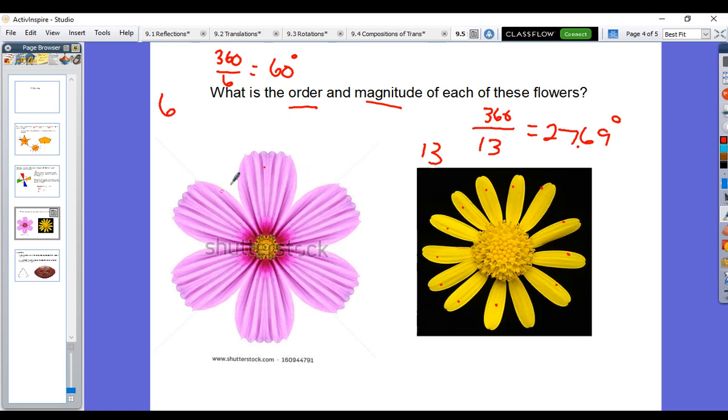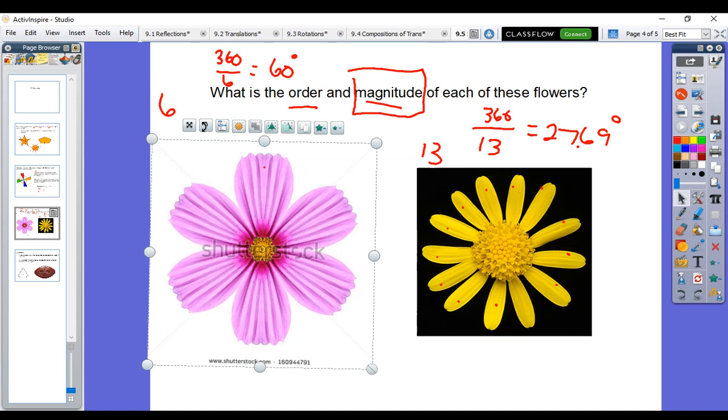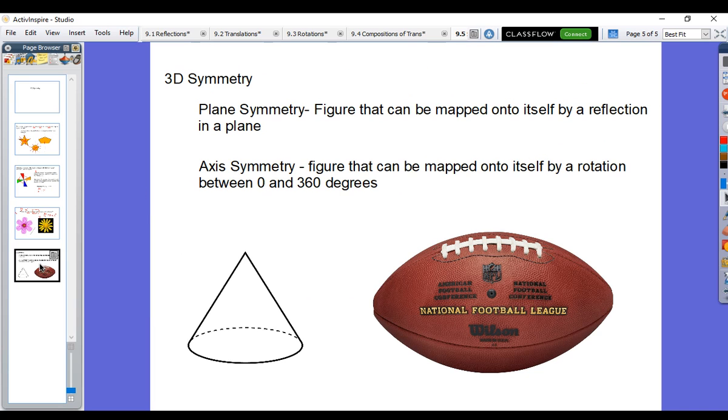Order is how many times I can get the exact same figure in a full 360 rotation, and the magnitude is by how many degrees I can rotate it to get that. So here it only takes a 60-degree rotation. I can rotate this just 60 degrees to get that image. So rotate it 60 degrees, bam, that's 60 degrees from here to here. There's our image. Now let's look at three-dimensional shapes.